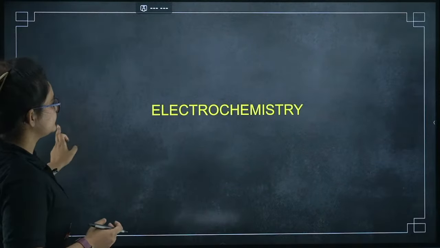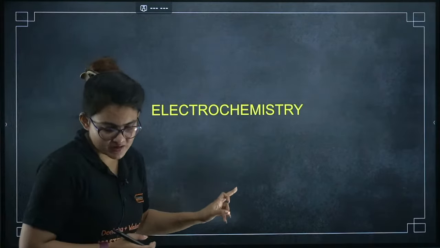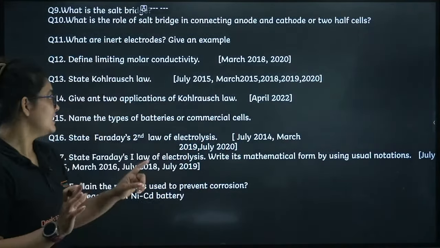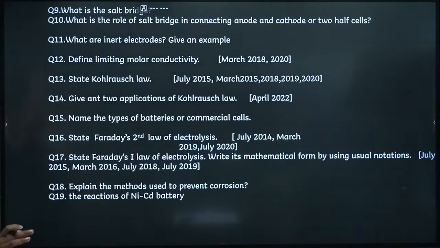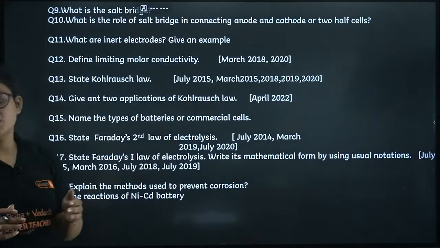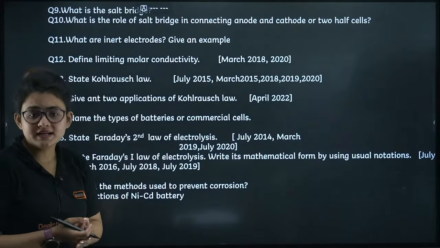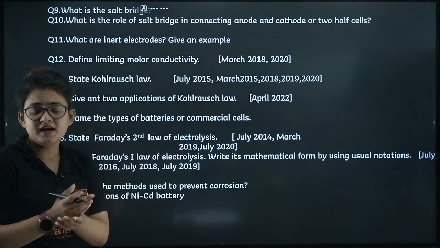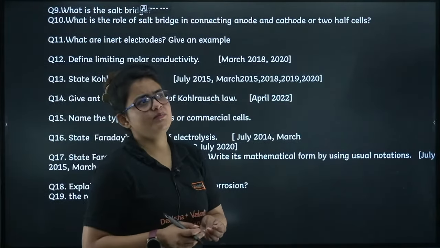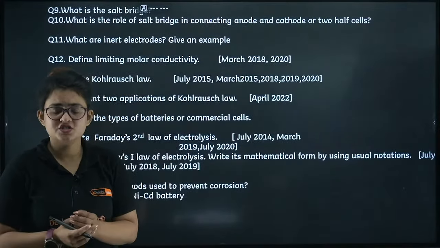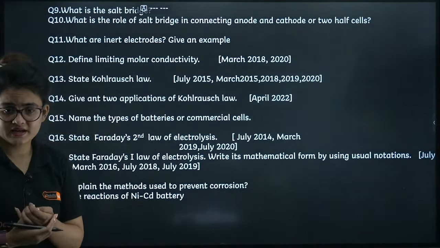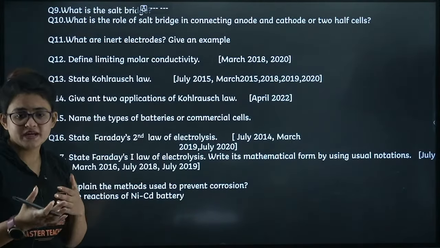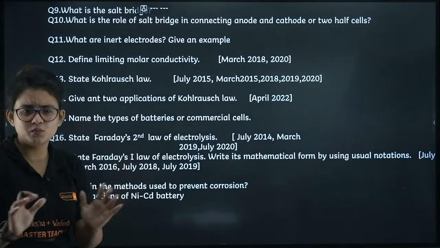So yes, let's proceed. Electrochemistry, one of the chapters in which students get maximum scared. So don't get scared. Most important questions can include the salt bridge. What is the role of the salt bridge? What are inert electrodes? For example, limiting molar conductivity. Define limiting molar conductivity; in the pre-board also you got that type of question. And Kohlrausch's law: they can ask directly, or they can give a numerical related to Kohlrausch's law. Application-based questions of Kohlrausch's law are only numericals.